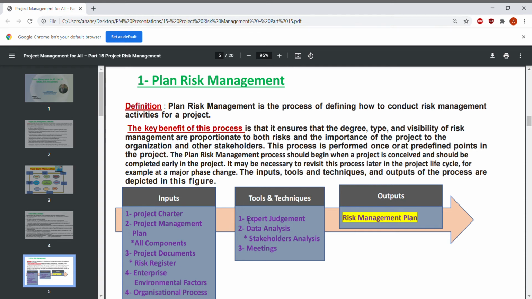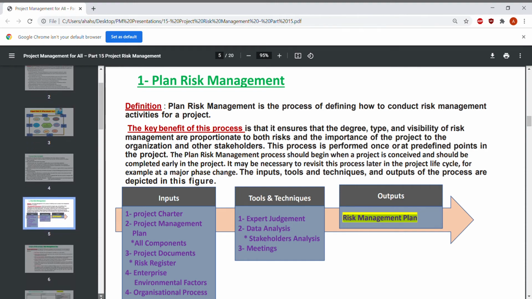Tools and techniques that are needed here are expert judgment, data analysis, which includes stakeholder analysis, and meetings. And also, I'm not going to talk about these tools because we already covered them before. The output of this process is to develop the risk management plan, and we will talk about this in the next section.